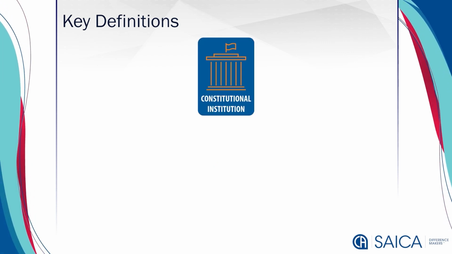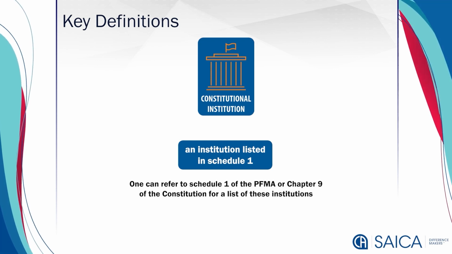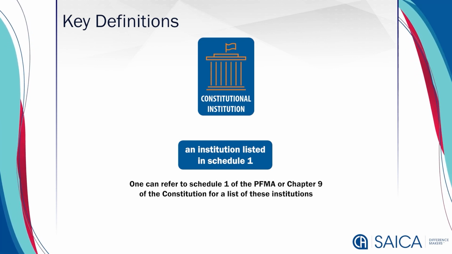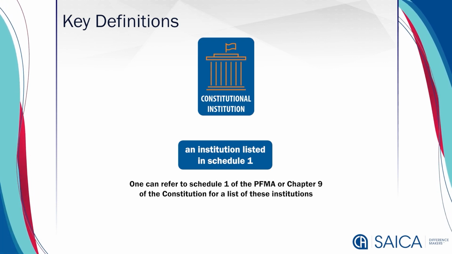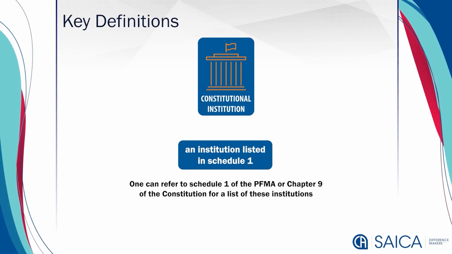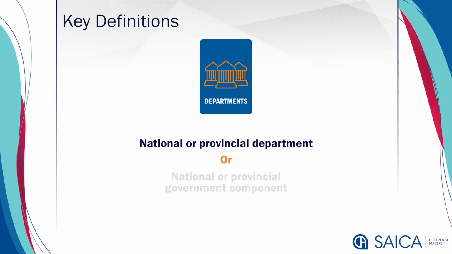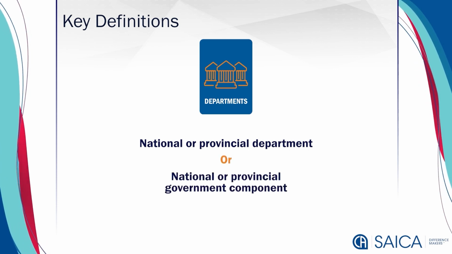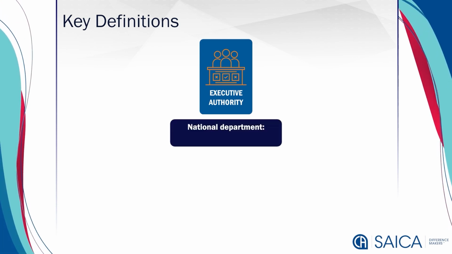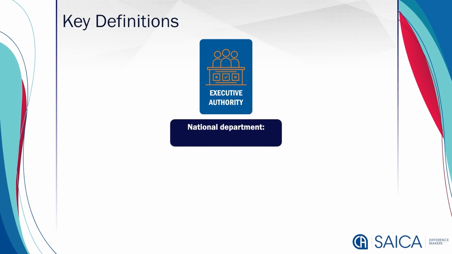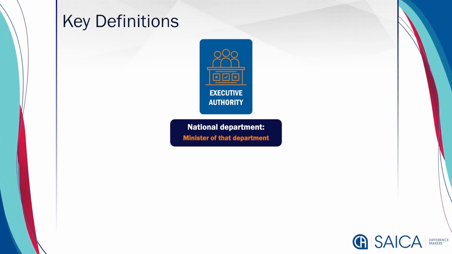Constitutional institution means an institution listed in Schedule 1. One can refer to Schedule 1 of the PFMA or Chapter 9 of the Constitution for a list of these institutions. This was also detailed in an earlier video regarding the Constitution. Department means a national or provincial department or a national or provincial government component. Executive authority, in relation to a national department, means the cabinet member who is accountable to Parliament for that department. In other words, the minister of that department.